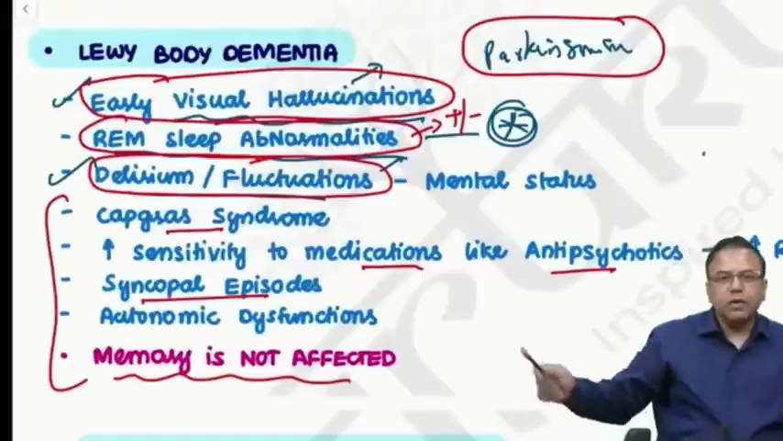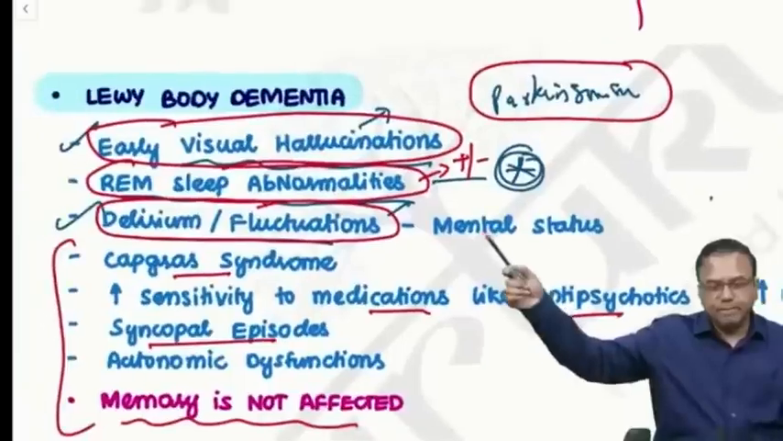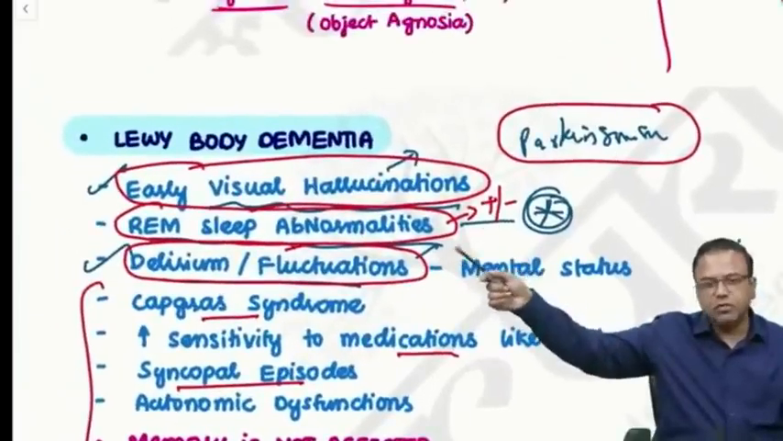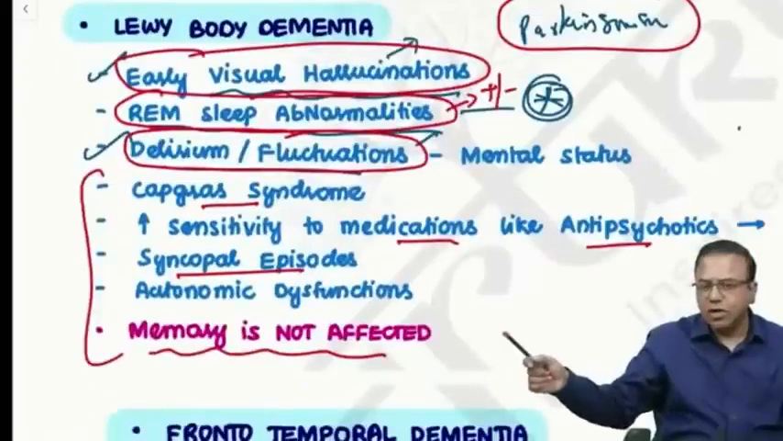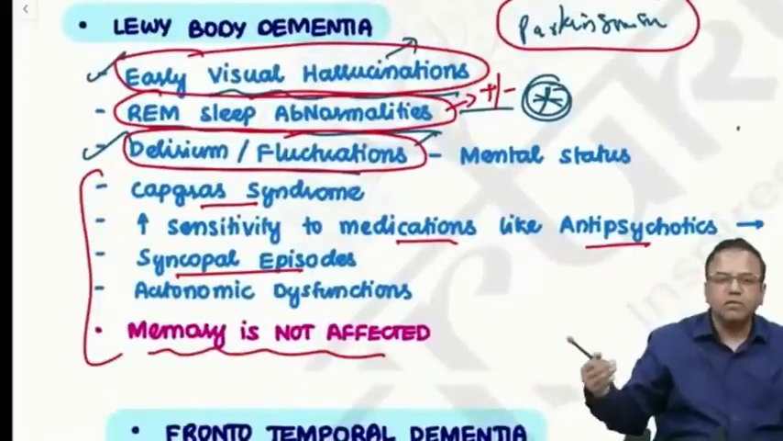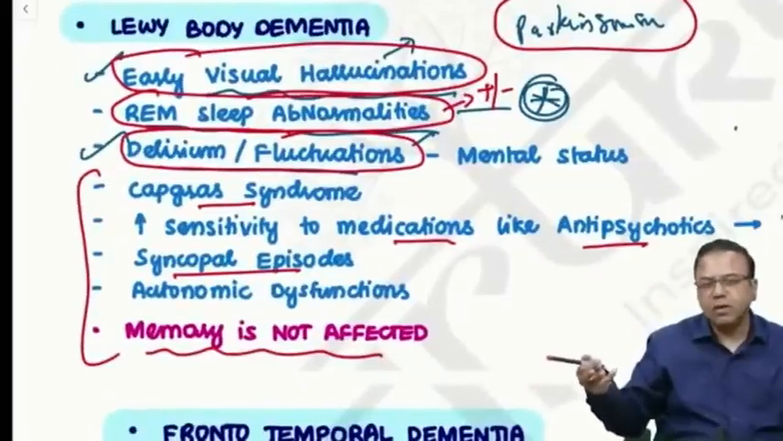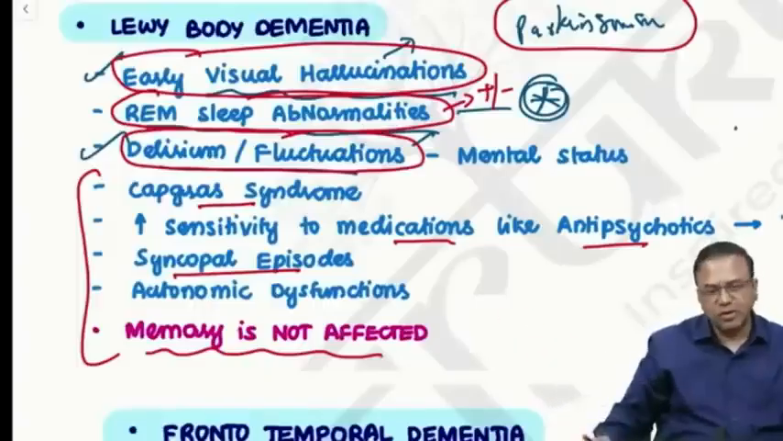Okay, so if you find that the patient has got these core features, it is Lewy body dementia. So again, I'm telling you, don't think memory is dementia. Memory is one of the features of dementia. It may be lost, it may be normal. In Alzheimer's, it is lost. In Lewy body, it's not much affected.